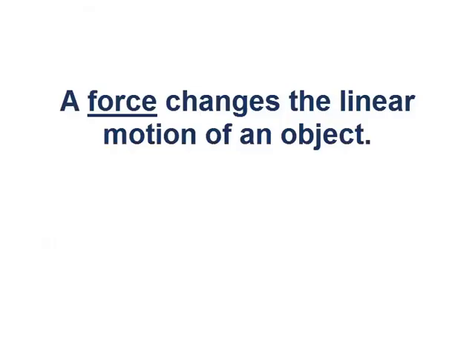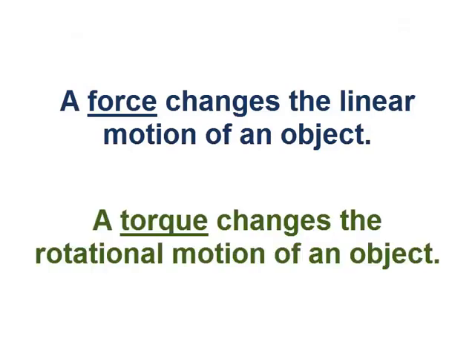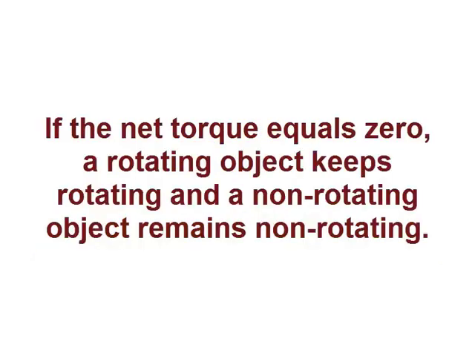It takes a force to change the linear state of motion of an object. In a similar way, a torque is required to change the rotational state of motion of an object. In the absence of a net torque, a rotating object keeps rotating, while a non-rotating object stays non-rotating.